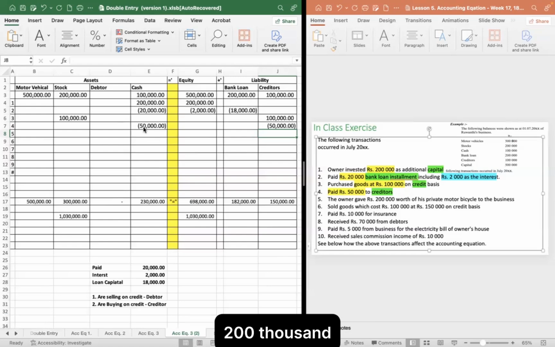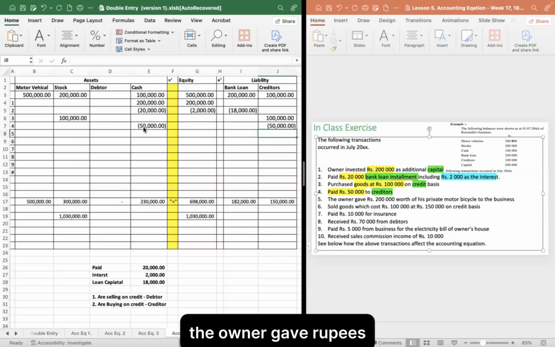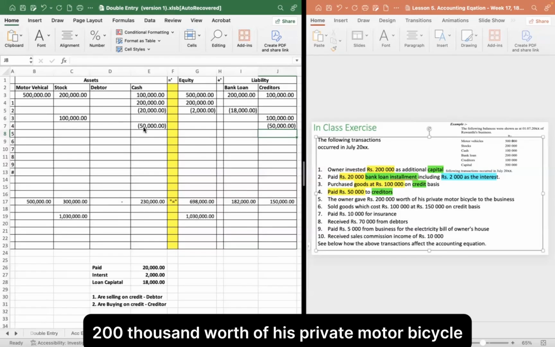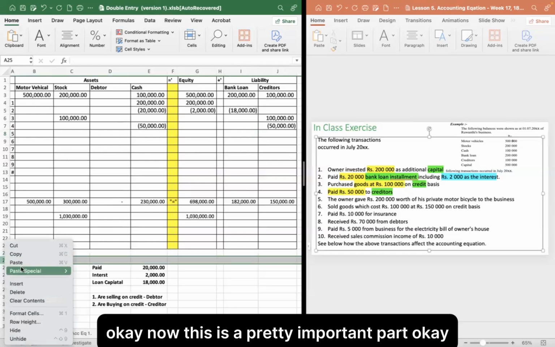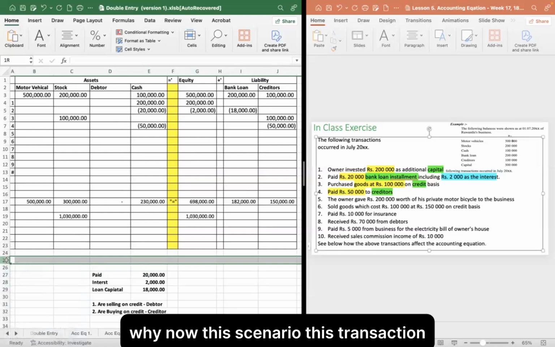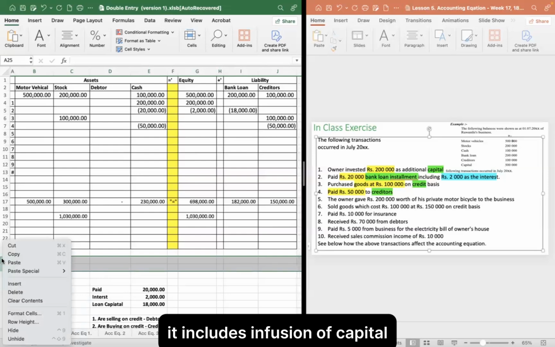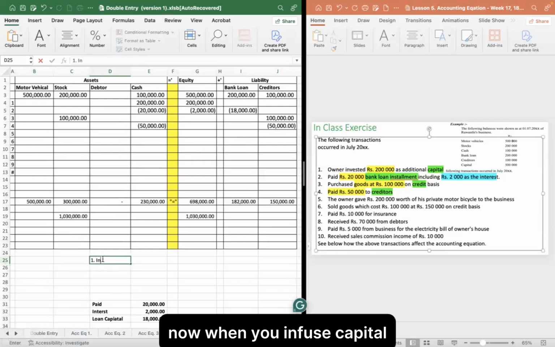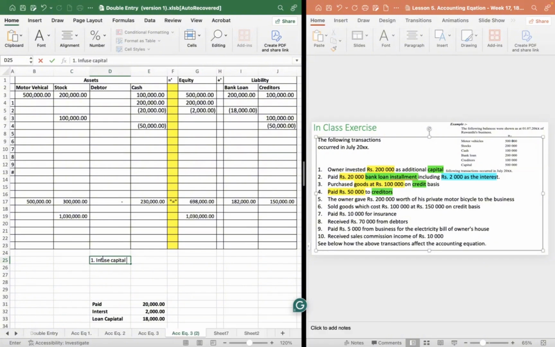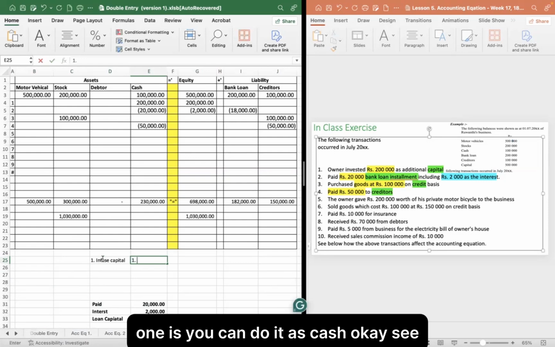The owner gave rupees 200,000 worth of his private motor bicycle to the business. Now this is a pretty important part. Why? This transaction includes infusion of capital into the business. Now when you infuse capital, you can do it in two ways. One is you can do it as cash.